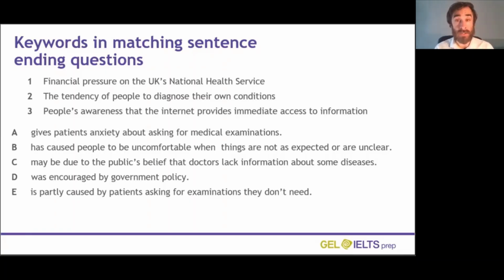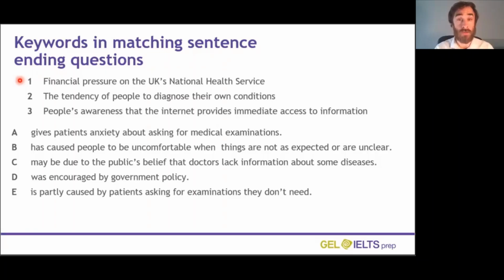So grammar's not going to help us here, and all 3 of them are abstract nouns, and so they could fit with any of the answers. We would need to look at the text to get our answers to these questions. We can't really use prediction to help us here. Now we're going to start with question number 1.